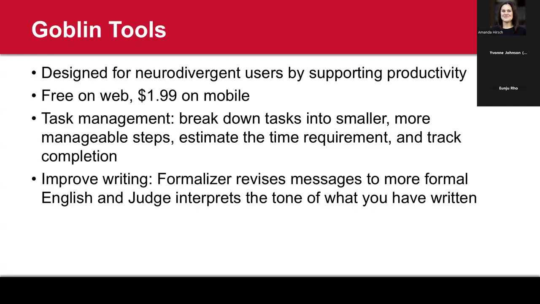One tool that we did talk about last month, but I wanted to highlight again just because it's an interesting addition, is called Goblin Tools. It's designed for neurodivergent users by supporting productivity. The web version is free, or it's $1.99 on mobile, at least as of last month. And some of the key features include task management, breaking down tasks into manageable steps, and writing improvement tools like the formalizer and judge that help refine the tone and formality of written content.